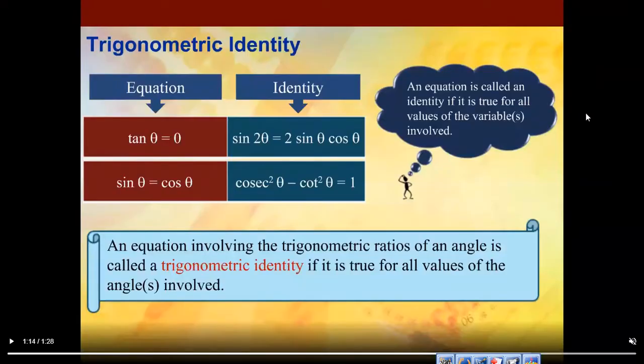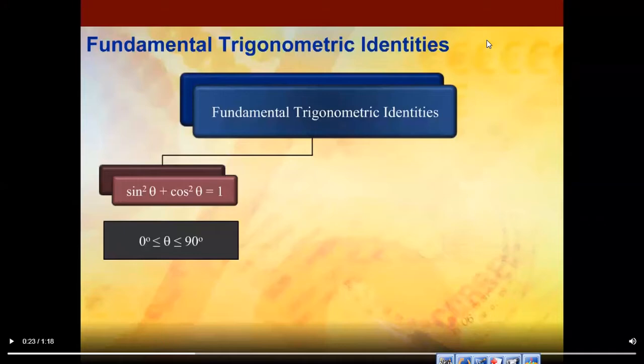So it can be concluded that an equation involving the trigonometric ratios of an angle is called a trigonometric identity if it is true for all values of the angles involved. So it is important to be aware of some trigonometric identities at this point.